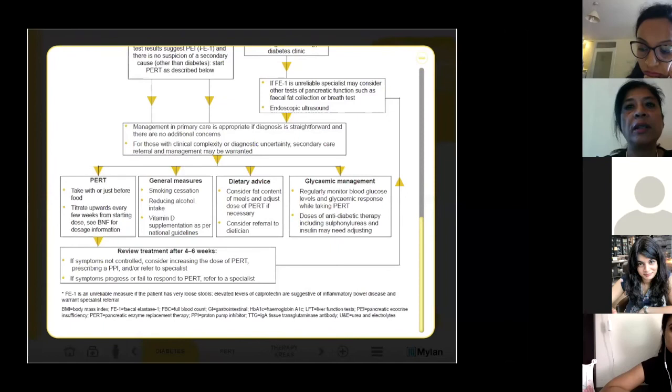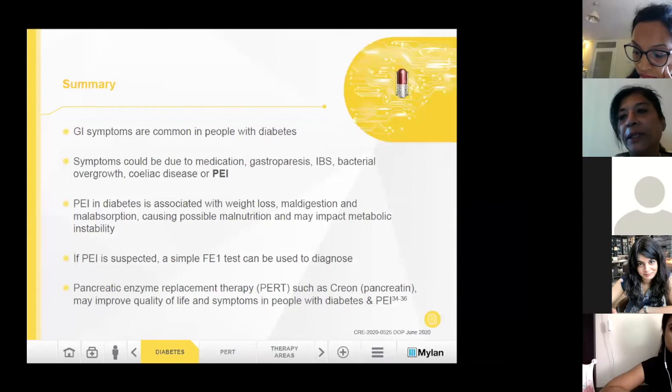And again, in summary, GI symptoms are common in people with diabetes. Symptoms could be due to medication or PEI. PEI is associated with weight loss, maldigestion, and malabsorption, causing possible malnutrition and may impact metabolic instability. If PEI is suspected, a fecal elastase test should be performed. And pancreatic enzyme replacement therapy like PERT should be initiated to improve the patient's quality of life and symptoms.